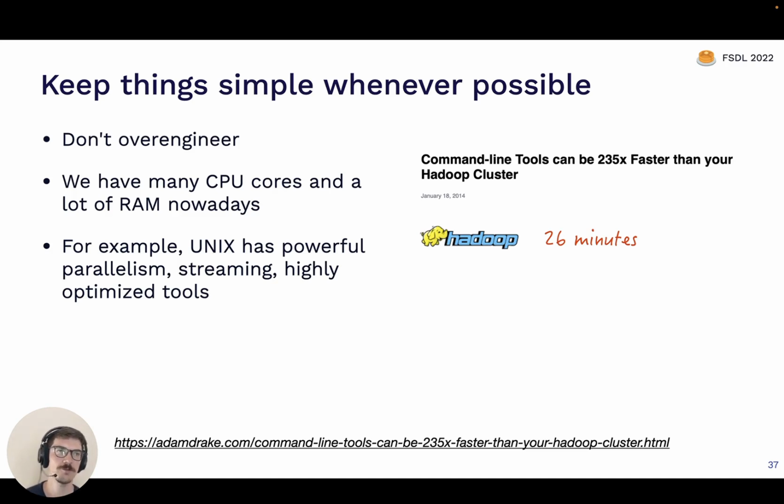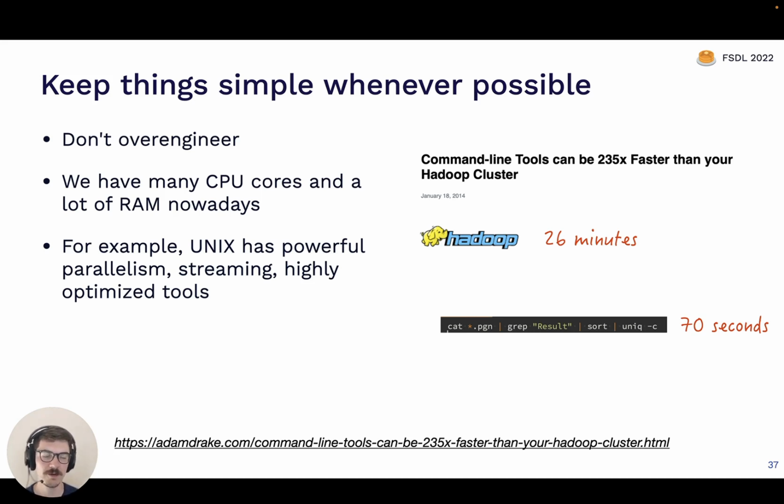And so to run some kind of job that just aggregated a bunch of text files and computed some statistics over them, the author set up a Hadoop job, and it took 26 minutes to run. But just writing a simple Unix command that reads all the files, greps for the string, sorts it, and gives you the unique things was only 70 seconds.